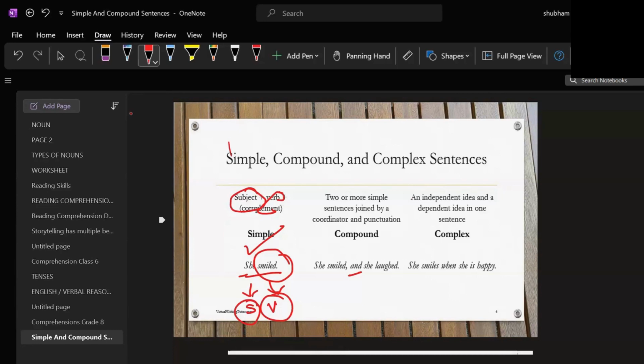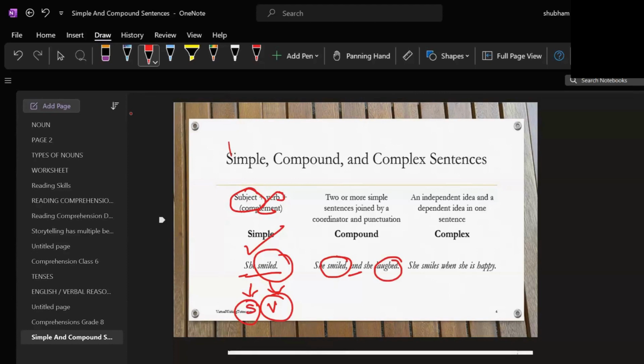So what are the two actions taking place here? She smiled, and she laughed. So there are two actions taking place. There are two independent sentences joined together to form one compound sentence. So it is a compound sentence.